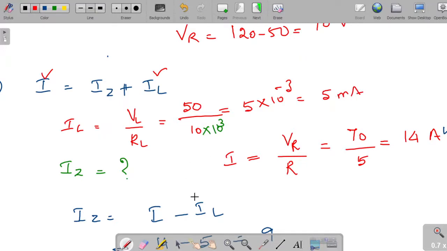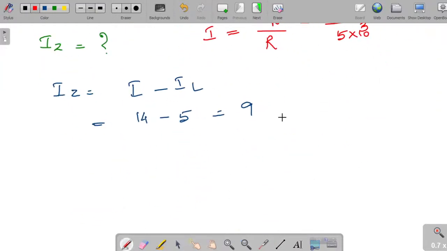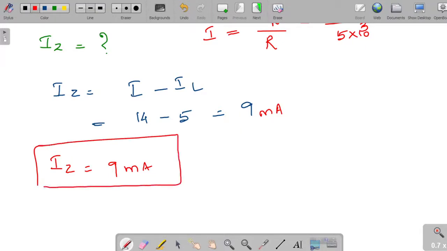Similarly here also it is 5 into 10 power 3, because it is kilo ohm. 5 kilo ohm is the resistance value. So 70 divided by 5 into 10 power 3, then we can write it as 14 milliamps. If you substitute this, then you will be getting the answer as 9 milliamps. So the Zener current is equal to 9 milliamps. Like this we have to solve. Okay, this is the answer. We got the third answer. So we have solved the three questions asked.